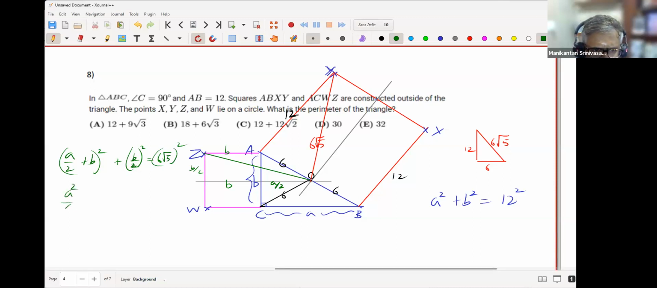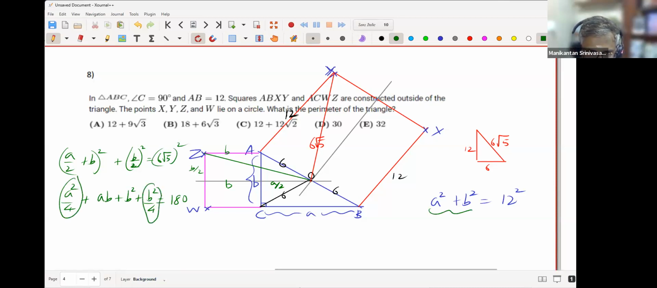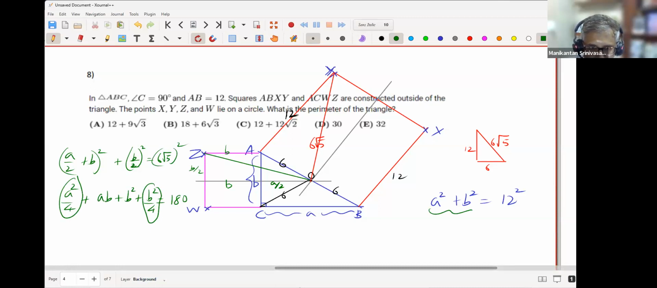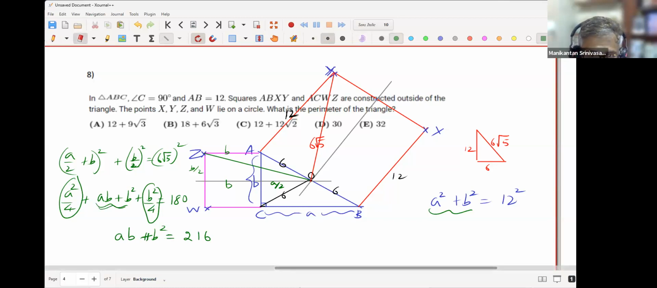Okay, so let's simplify this. I have a square by 4 plus 2 times a by 2 times b, which is ab, plus b square by 4, equal to 6 root 5 the whole square, which is 36 times 5, which is 180. Meanwhile, I know a square plus b square equals 12 square, so I can combine that as much as possible. a square plus b square by 4 is 12 square divided by 4, which is 36. So ab plus b square equals 180 minus 36, which is 144. So this is b into a plus b.